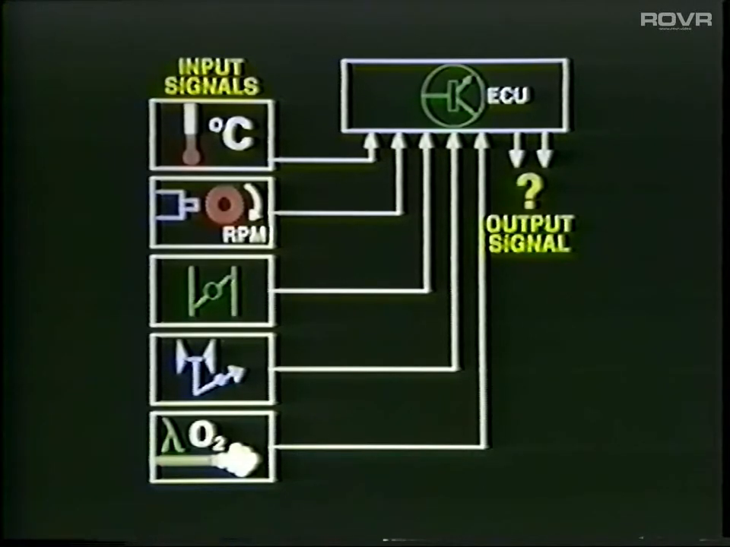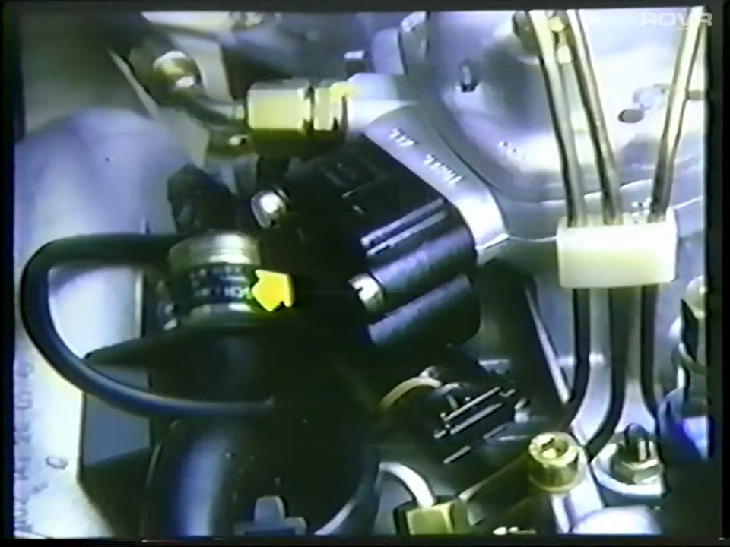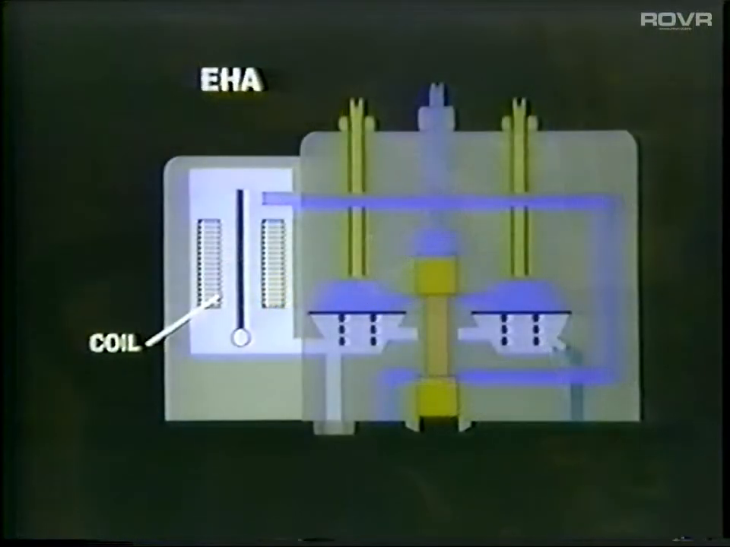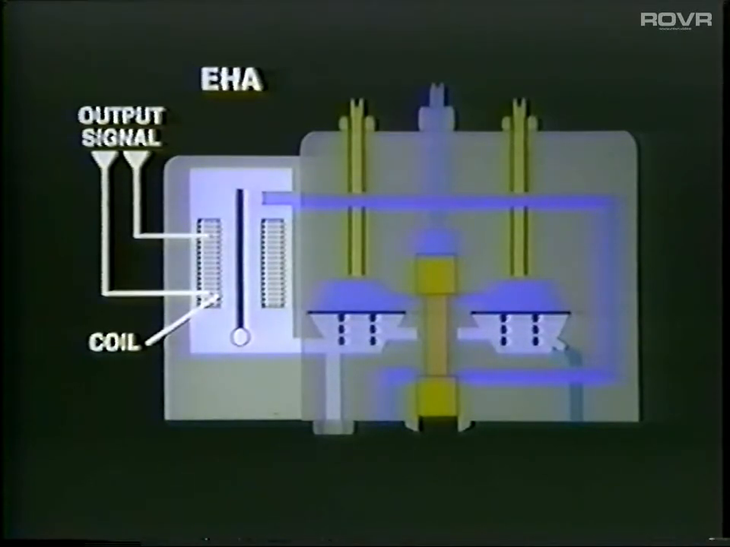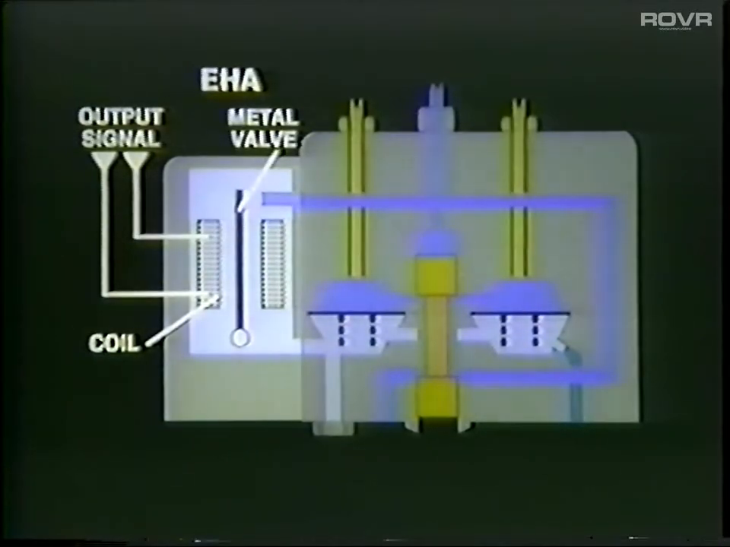control fuel delivery. The output signal is transmitted to what must be considered the key component of the electronic control, the electro-hydraulic actuator, also called the EHA. As you can see, the EHA is mounted directly to the fuel distributor. It is a relatively simple device consisting of an electromagnetic coil which receives the output signal from the ECU. The coil surrounds a metal valve which can bend in response to the magnetism generated by the current flow.